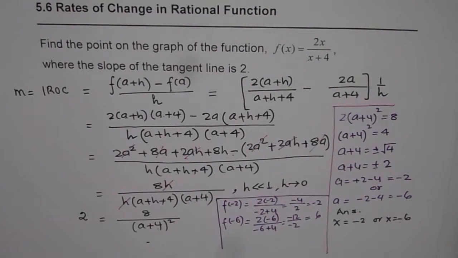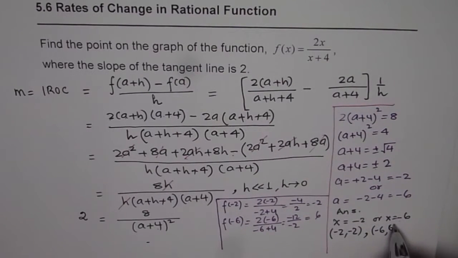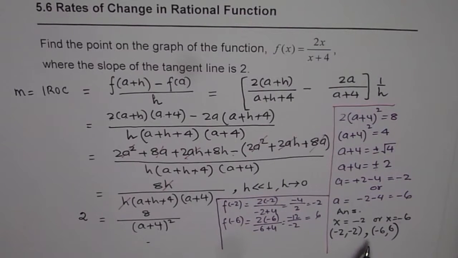So we get 2 points, and now we can say that the points are (minus 2, minus 2), that is 1 point, and the other point is (minus 6, 6). So these are the 2 points which will have slope of tangent line as 2.